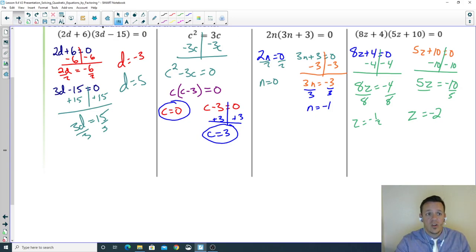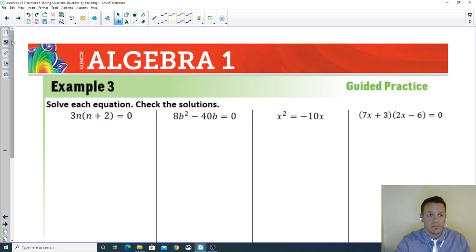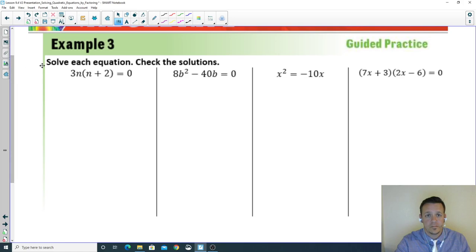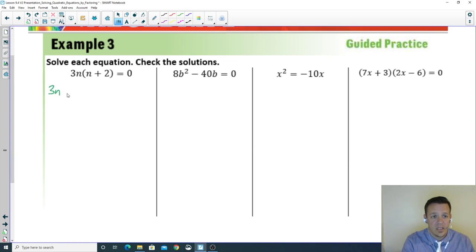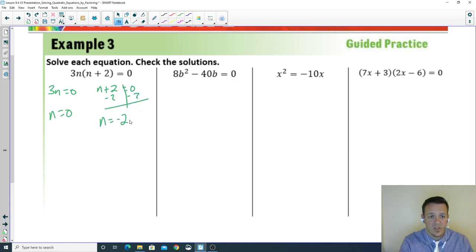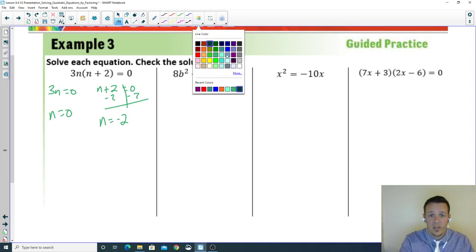Alright, your turn on the zero product property rule. Okay, hopefully you guys have got this down and that you've simplified it, right? So let's simplify these. These are simple over here. This is 3n equals 0, and then this is n plus 2 equals 0 because it's a times b. Anything divided by 0 is 0. This is negative 2, so it'd be n equals negative 2, right? Simple. The other one over here, same thing though.